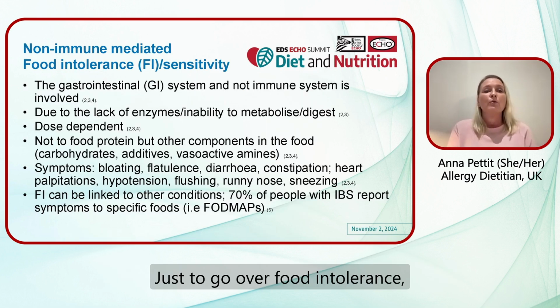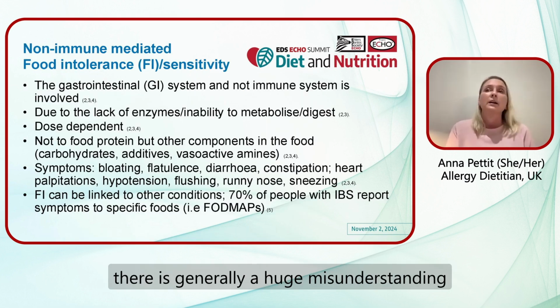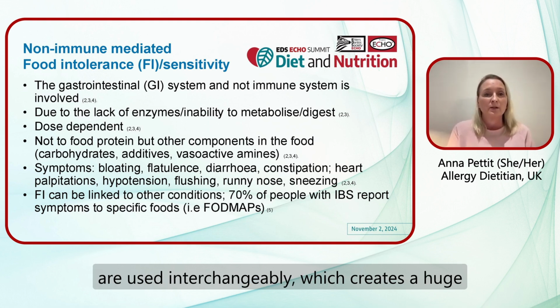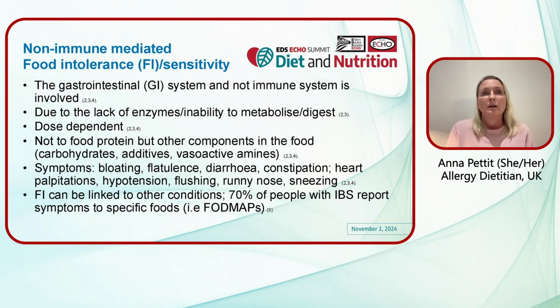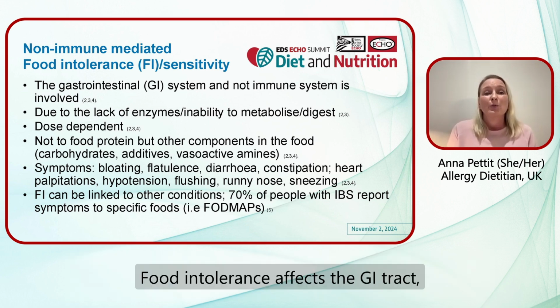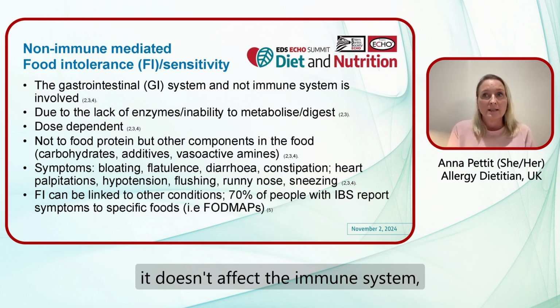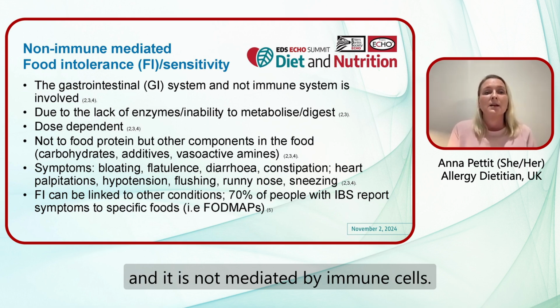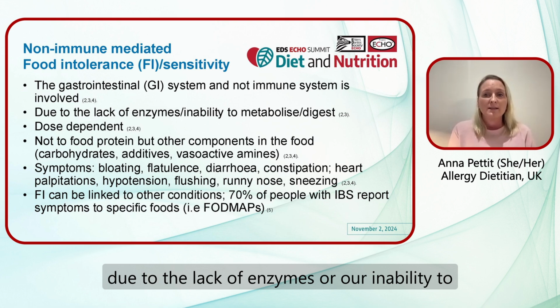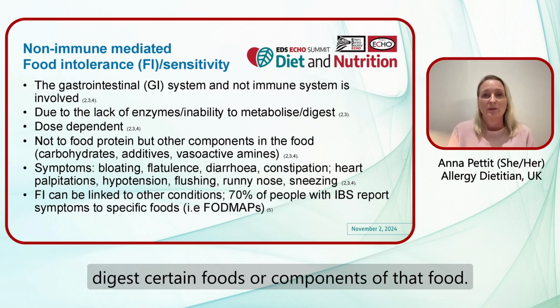So just to go over food intolerance, there is generally a huge misunderstanding, and the terms food intolerance and food allergy are used interchangeably, which creates a huge misunderstanding amongst the general public and health professionals. Food intolerance affects the GI tract, so it doesn't affect the immune system and it's not mediated by immune cells. It usually happens, as I've mentioned in my previous slide, due to the lack of enzymes or our inability to digest certain foods or components of that food.